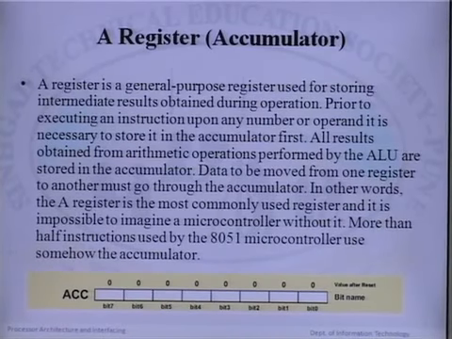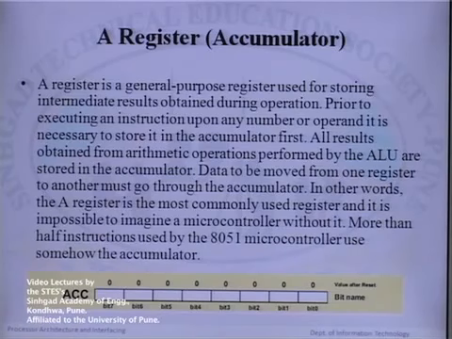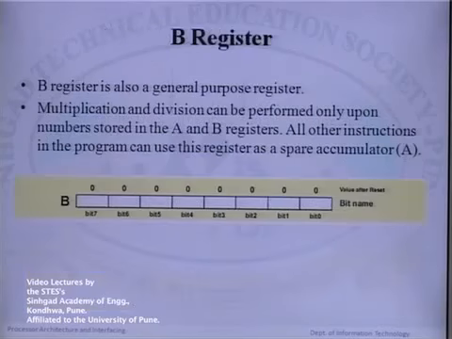In other words, the A register is the most commonly used register, and it is impossible to imagine a microcontroller without it. More than half of the instructions used by the 8051 microcontroller use the accumulator somehow. The accumulator is of size 8 bits. This is bit 0 of the accumulator, and this is bit 7, which is nothing but the most significant bit of the accumulator. So it is one of the most important registers of the 8051.